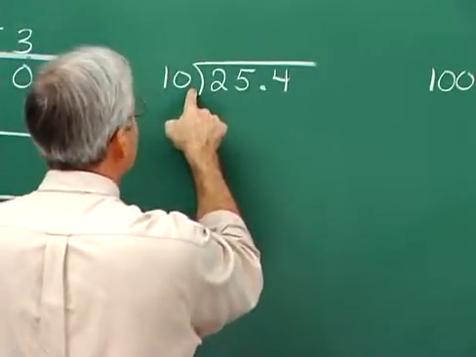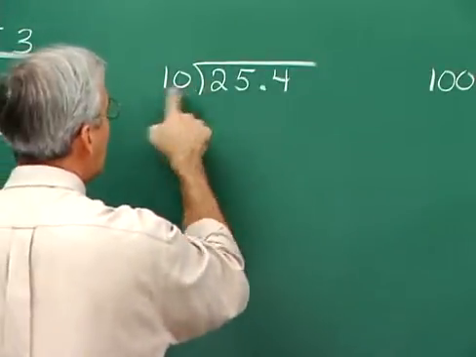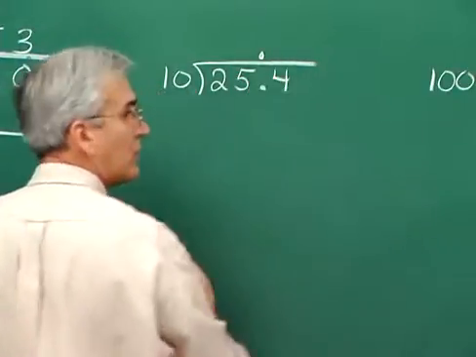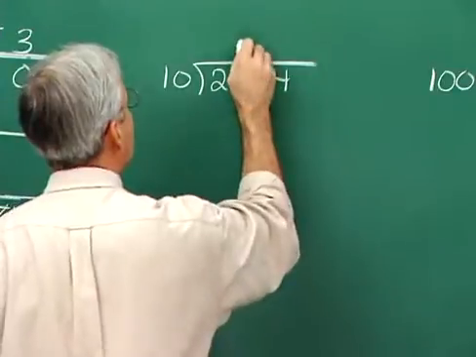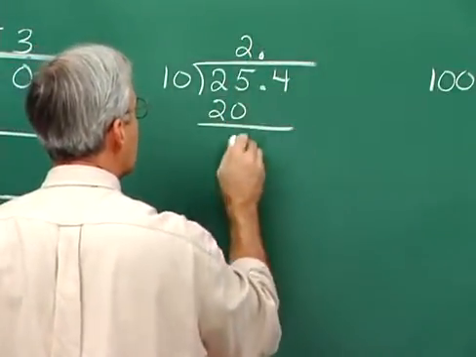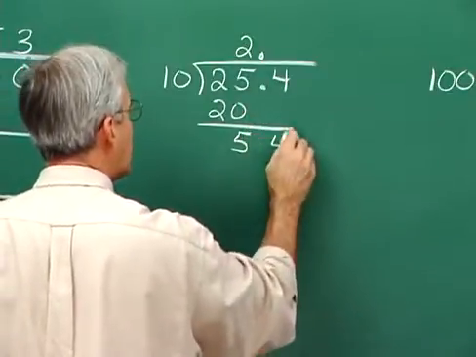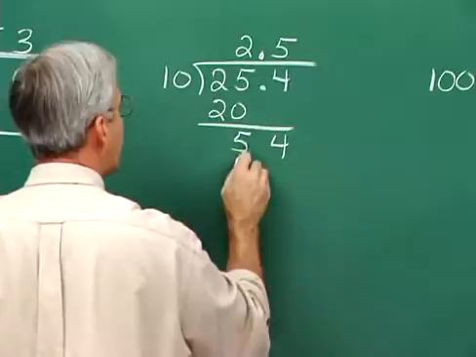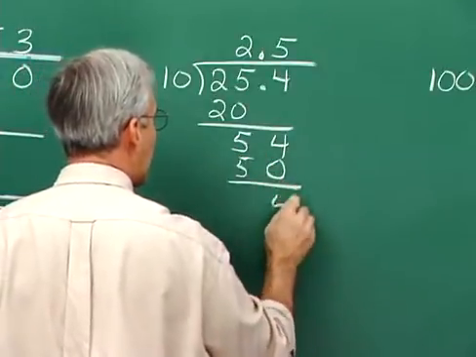The decimal is understood to be to the right of the 10 here. We don't need to move it, therefore. So the decimal that's here goes straight up into the answer. All right, 10 into 25 goes 2 times. 2 times 10, 20. Subtract, we get 5. Bring down the next digit. 10 into 54 goes 5. 5 times 10, 50. Subtract, we get 4.